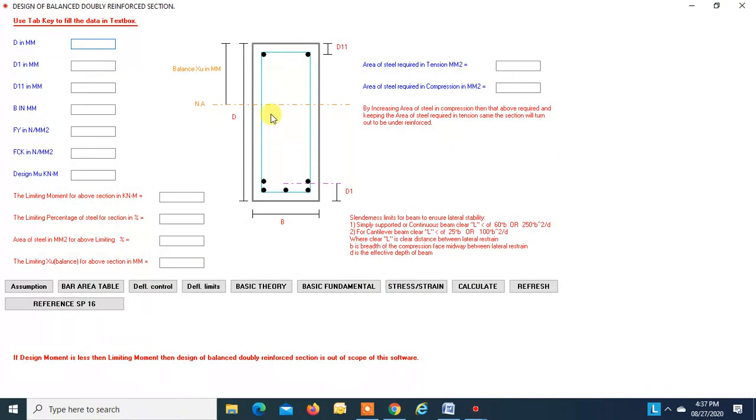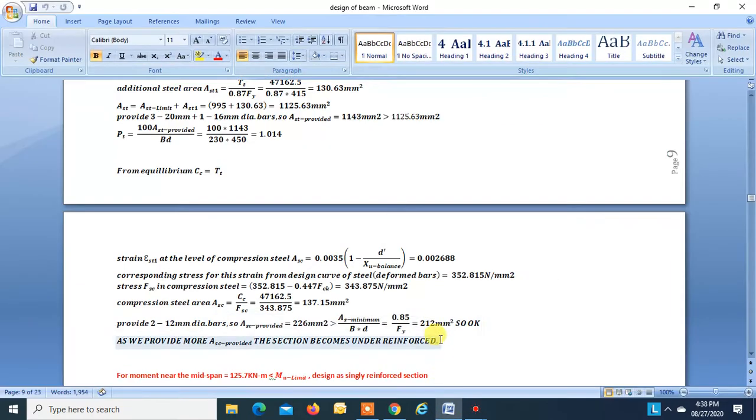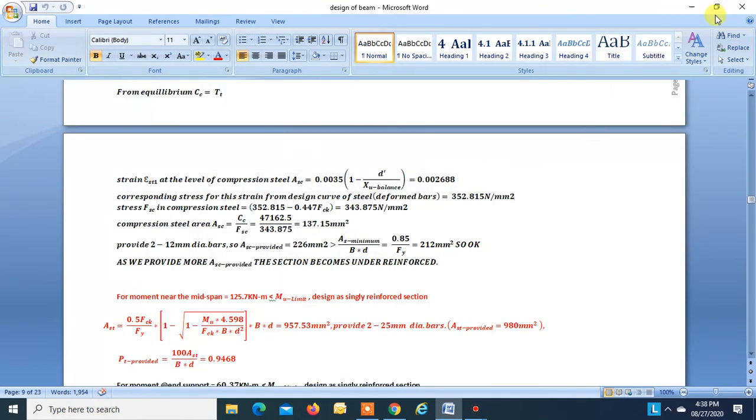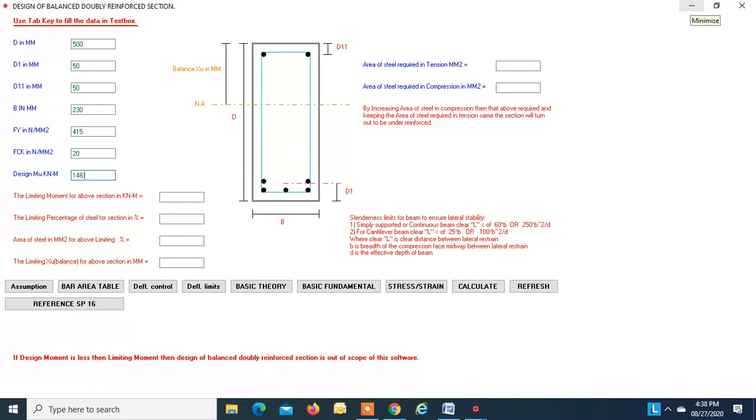This is the problem for the doubly reinforced section. Overall depth D is 500. Effective cover d dash we have taken as 50. B is 230. fy is 415. fck is 20. And our design moment is 148.2, and let us calculate.